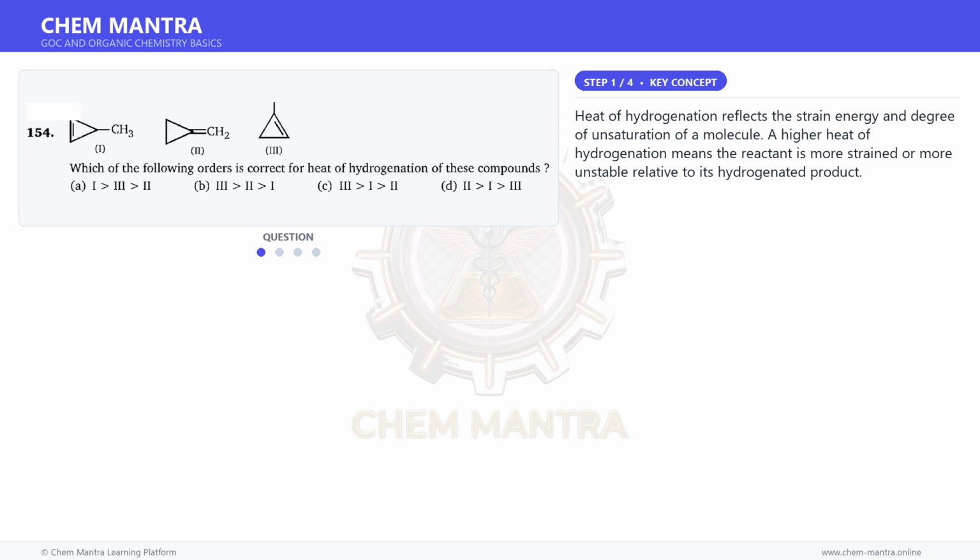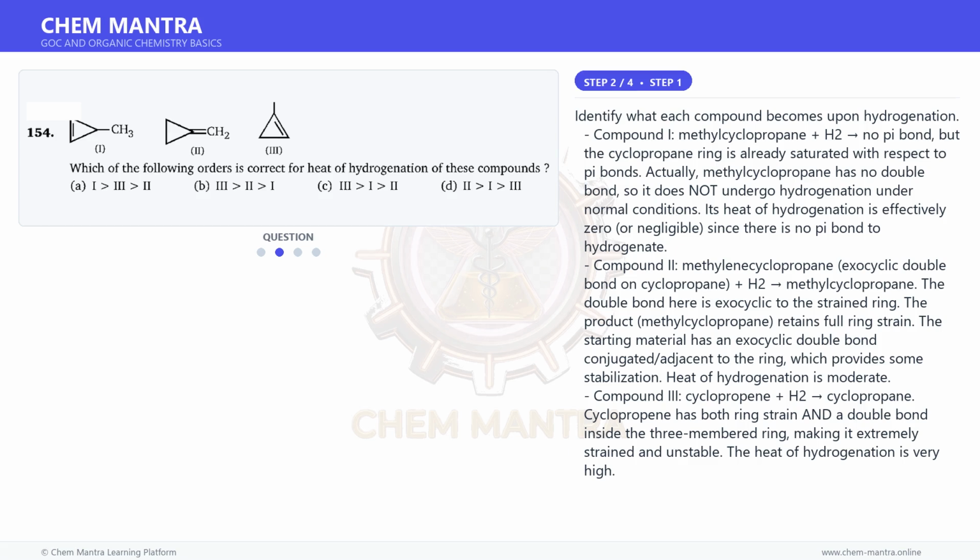Heat of hydrogenation reflects the strain energy and degree of unsaturation of a molecule. A higher heat of hydrogenation means the reactant is more strained or more unstable relative to its hydrogenated product. Moving on to the next step.